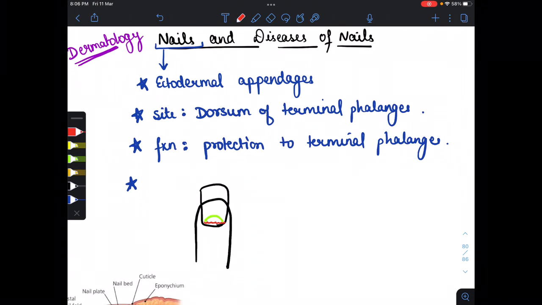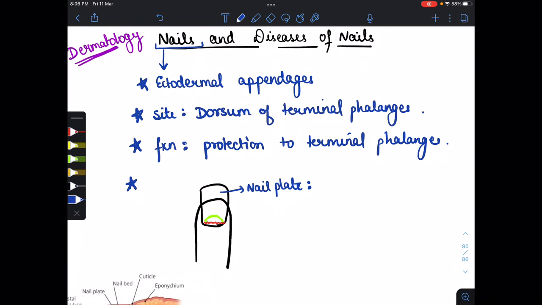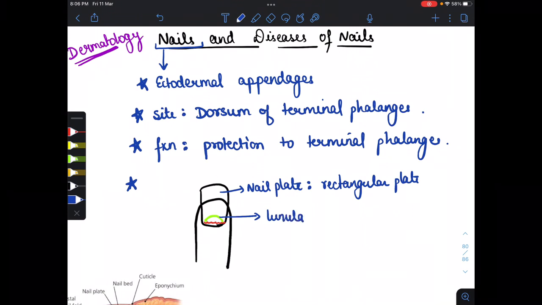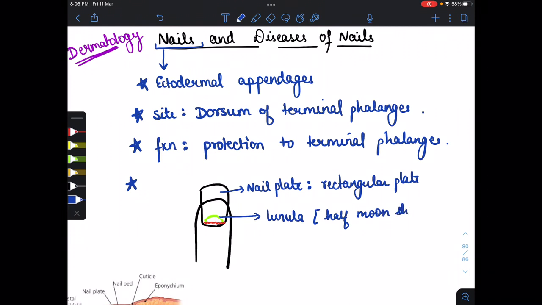So how can we label it? For labeling, this is the nail plate, and it is a visible rectangular portion, as we see in this diagram also, a rectangular plate. Now this half moon shaped part is known as the lunula. Please remember that this is known as the lunula, and it is half moon shaped.